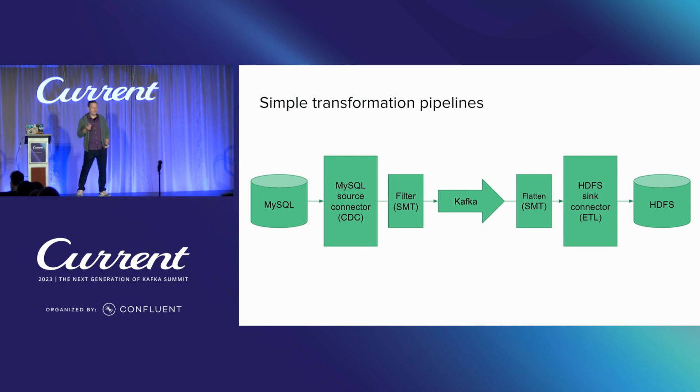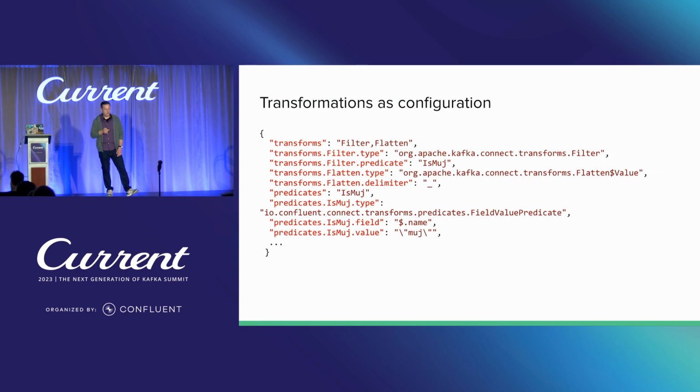Kafka Connect includes this concept of an SMT, a simple message transformation. With SMTs, you can do things like filter, flatten, that sort of thing on a per message basis. So not only can you move data between systems, but you can also do some basic transformation just using Kafka Connect. Transformations are also just expressible in configuration. So again, they're already very declarative.